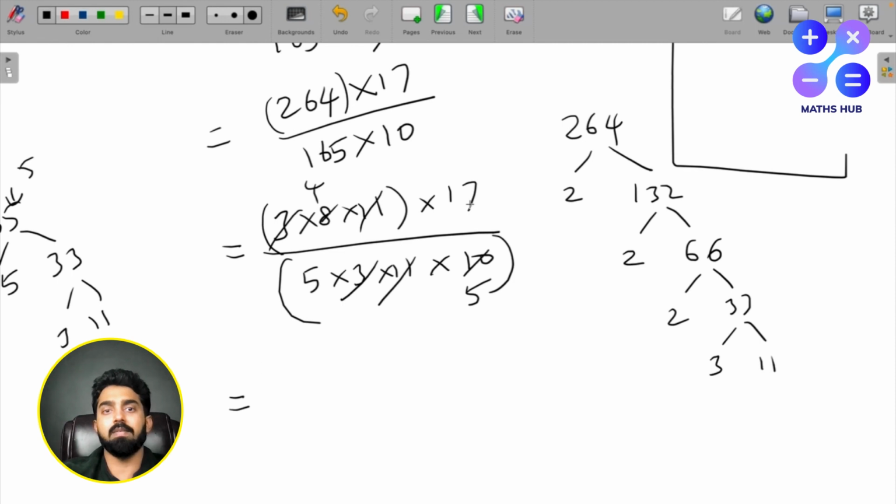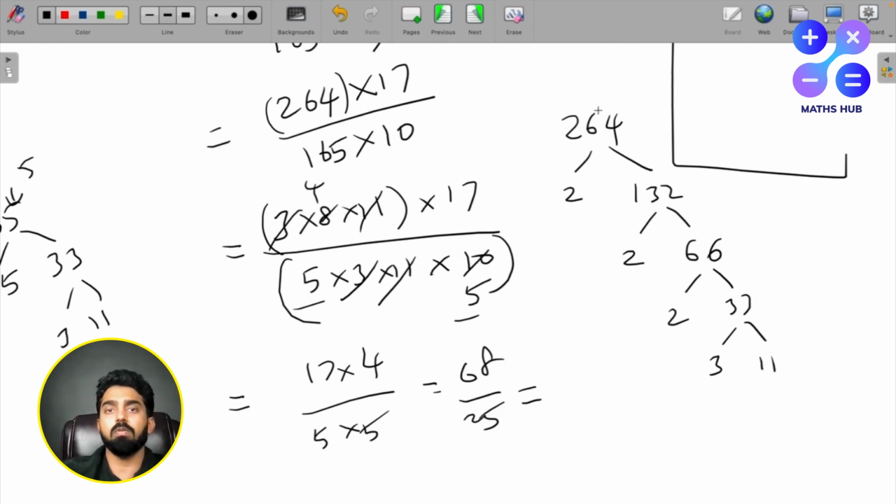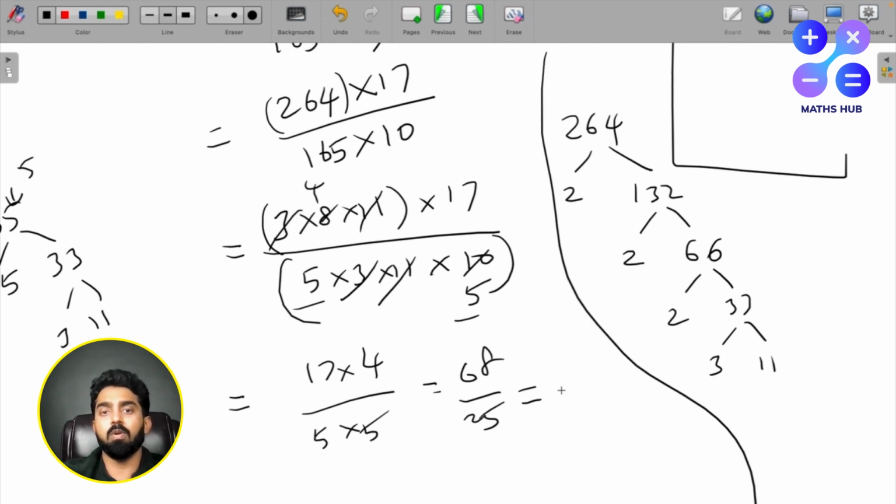So finally you have 17 into 4 by 5 into 5. 17 into 4 is 68 by 25. This will be equal to 25 into 2 is 50, correct? 50 and 18, 180, and then 25 sevens, 175, and then you have 25 fours, 100. Sorry, $2.72. It's $2.72. The final answer.